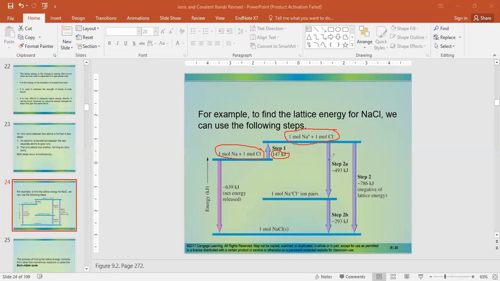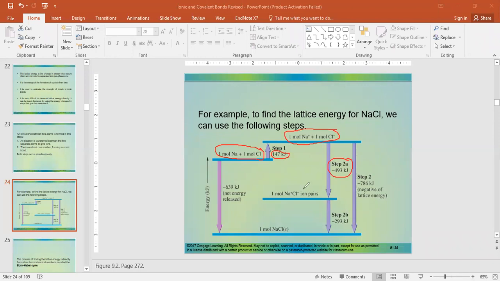Step 2A, we have these ion pairs forming. There is now the electrostatic attraction of the two oppositely charged ions. And that process actually is going to generate some energy to the surroundings. The energy involved here is 493 kilojoules. It is negative because now this energy is released. So in the process of attraction, they then form a sodium chloride lattice.